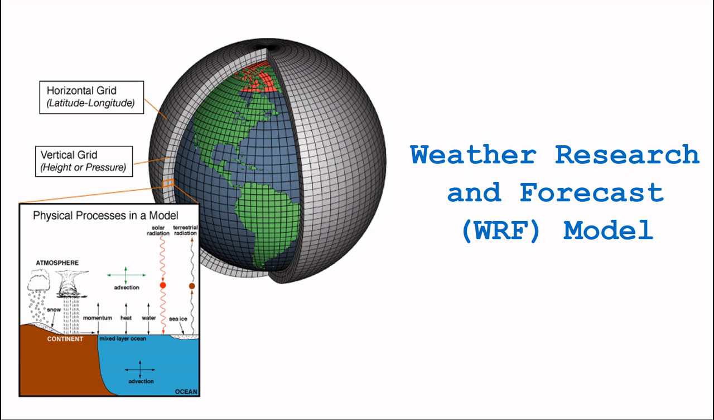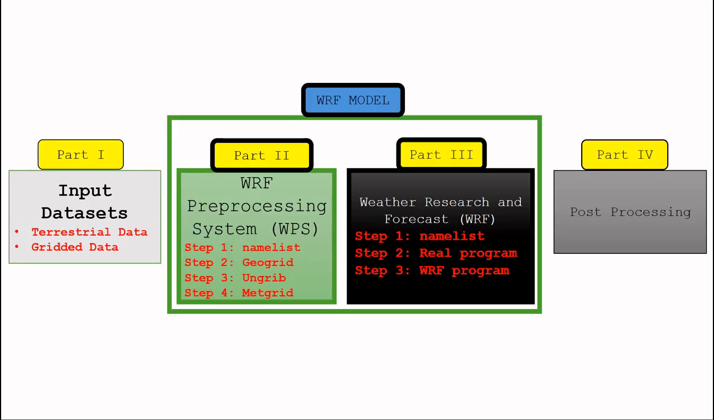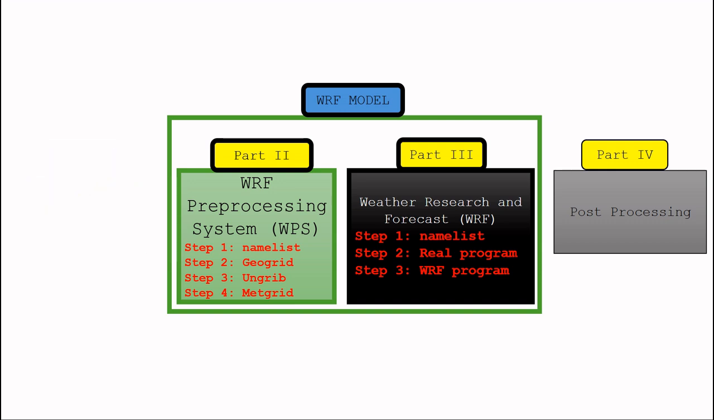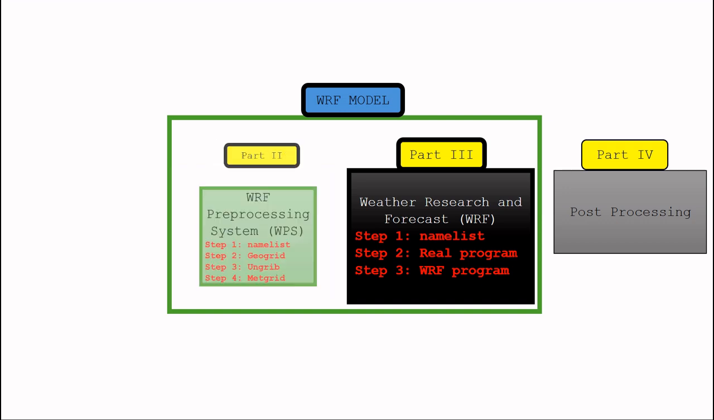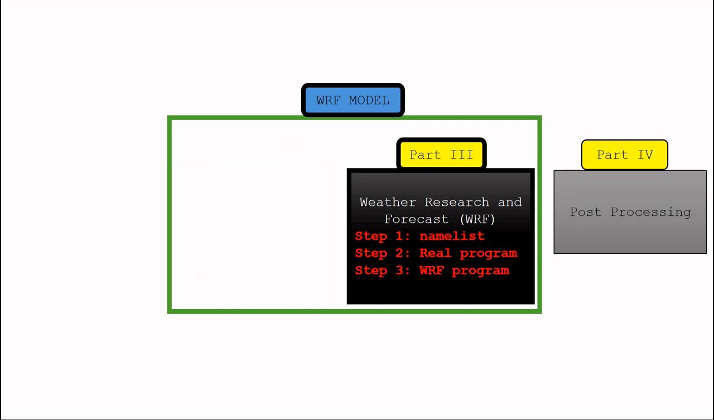In the previous video, we learned to install and set up a WRF model on a Linux machine. Also, we talked about the input dataset of WRF and the WPS preprocessing part of WRF. In this video, we will see how to run the actual code of the WRF model. This is part 3 of the WRF model, which is the actual code of the model. It has 3 steps. Step 1, namelist, step 2, real program, and step 3, WRF program.